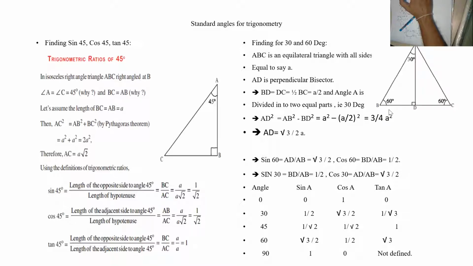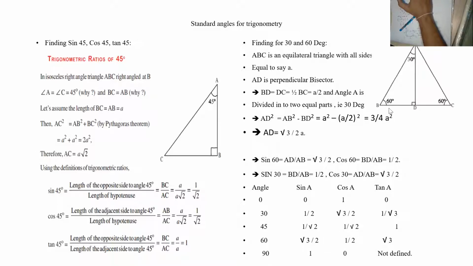How did I get cos 60 as 1 by 2? Adjacent side by hypotenuse in the right angle triangle ABD. So here BD is A by 2, this is A. A by 2 by A is 1 by 2. I cannot put AC by AB as sine 60. AC is not the opposite side. Of course, even though it is the opposite side, it's not a right angle triangle. In ABC, there is no right angle here. All are 60 degrees. But in ABD, we have a right angle at D.